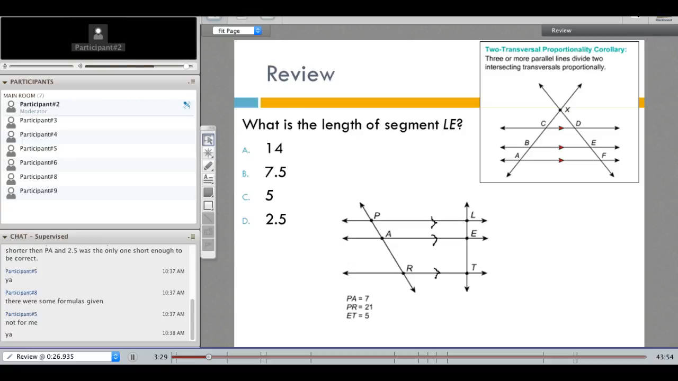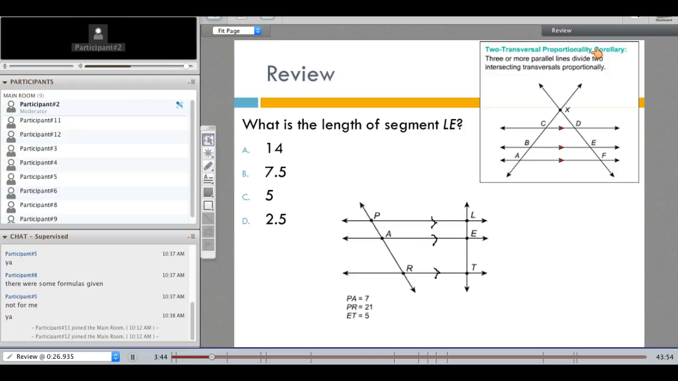So if you guys, I know we're kind of talking about testing and this question at the same time, but Destiny said, well, she sort of cheated, but it does make sense, and it does actually follow from proportionality. She said, I looked at the lines and saw that LE was shorter than PA, and 2.5 was the only one short enough to be correct. So, I mean, that would work in a sense as long as it's drawn to scale. Usually they do try to draw it to scale. Occasionally they'll throw you off in that way, though, so you have to be a little bit careful about that.